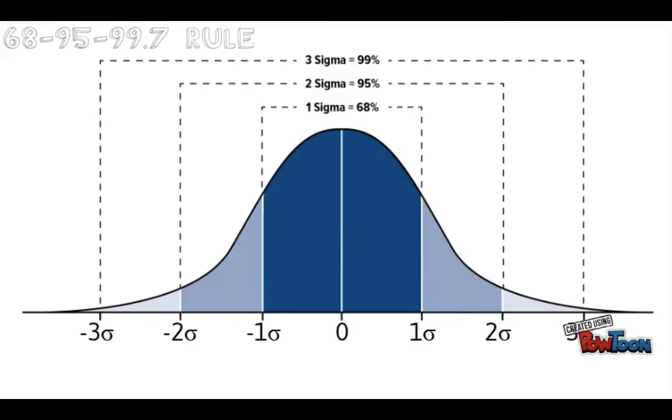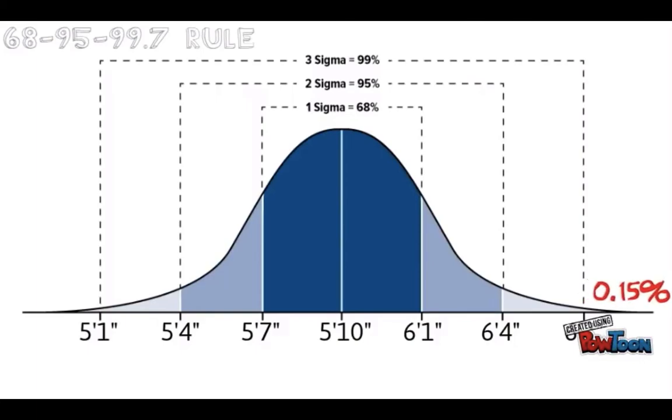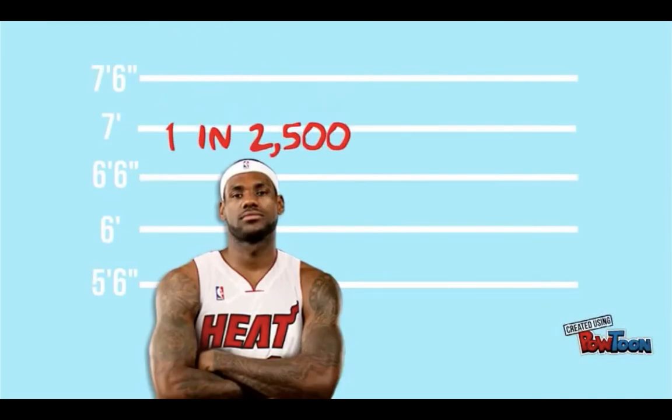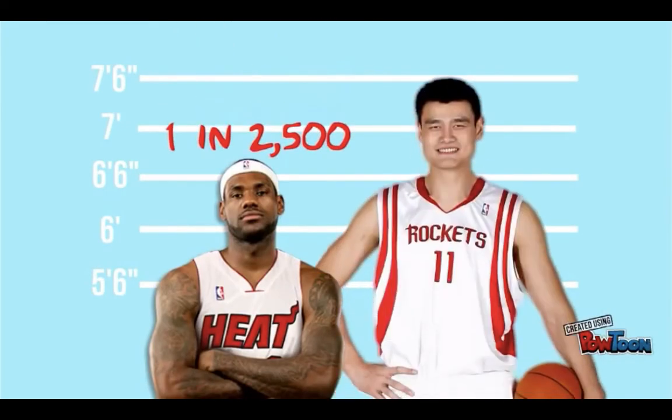The average height of an American adult male is 5'10", with a standard deviation of 3 inches. Using the 68, 95, 99.7 rule, this means that 68% of American men are 5'10", plus or minus 3 inches. 95% of American men are 5'10", plus or minus 6 inches, and 99.7% of American men are 5'10", plus or minus 9 inches. So, this means only about 0.3% of American men deviate more than 9 inches from the average, with 0.15% taller than 6'7" and 0.15% shorter than 5'1". This reasoning suggests that LeBron James is 1 in 2,500 and Yao Ming is 1 in 450 million.